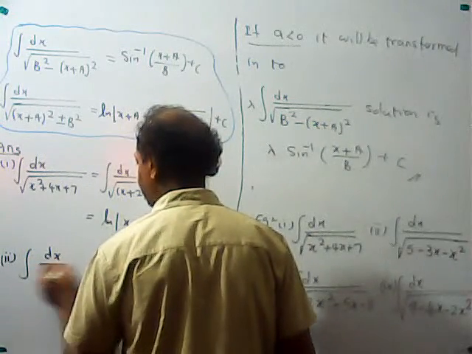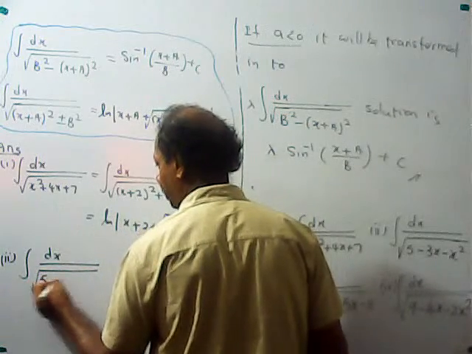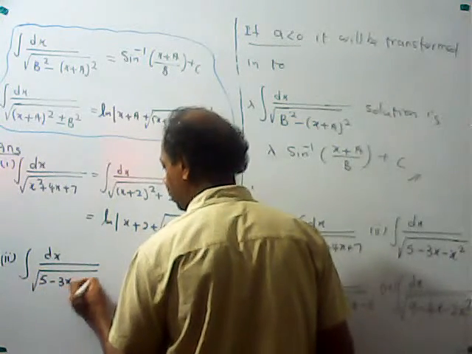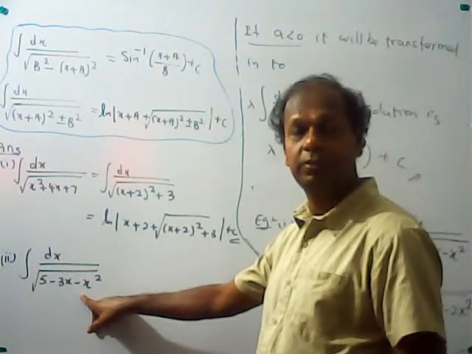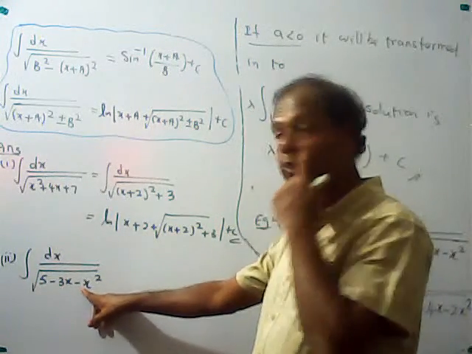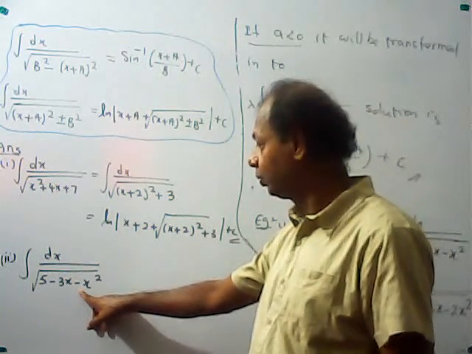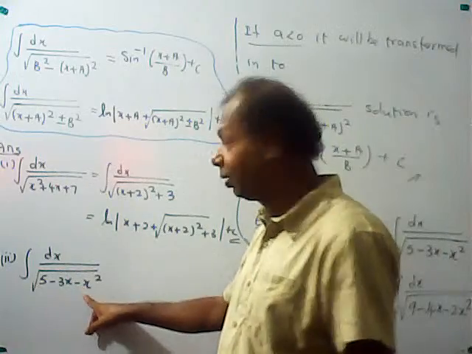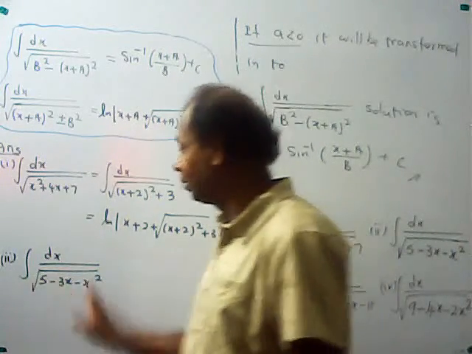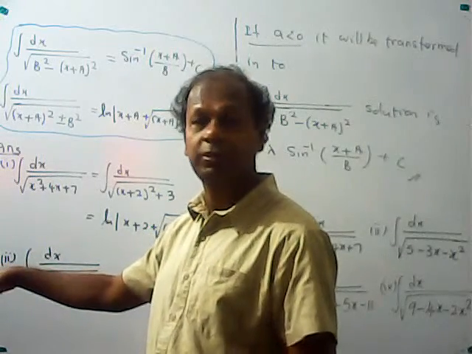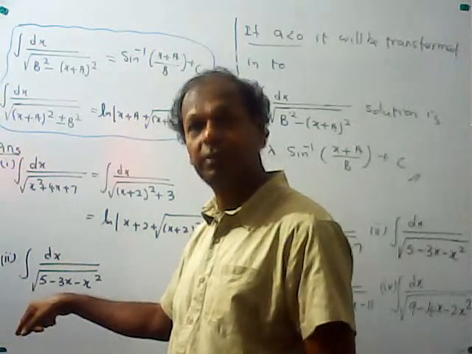Part 2: dx over square root of 5 minus 3x minus x squared. With minus x squared here, you can't complete the square. To complete the square, the coefficient of x squared has to be plus 1, so we have to take minus 1 out. But can you take minus 1 out of the square root? That's something you can't do. It's not real. So minus 1 you have to take inside the square root.